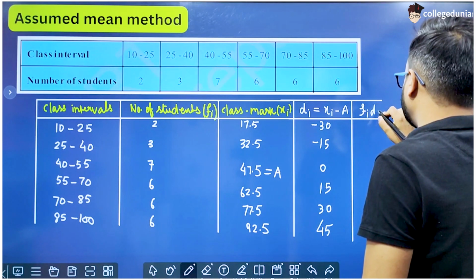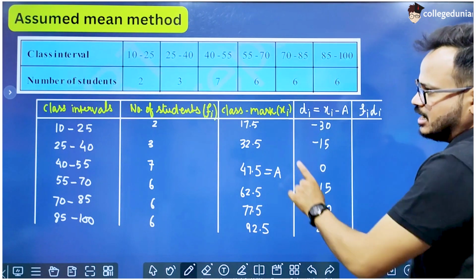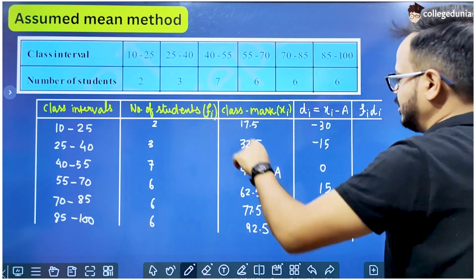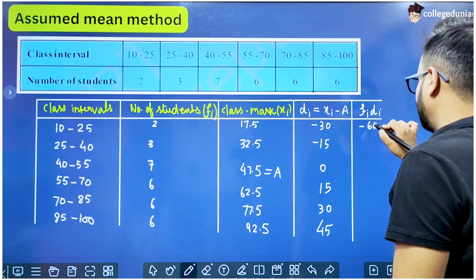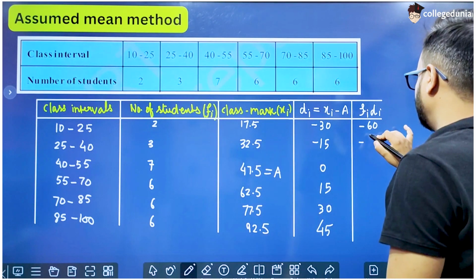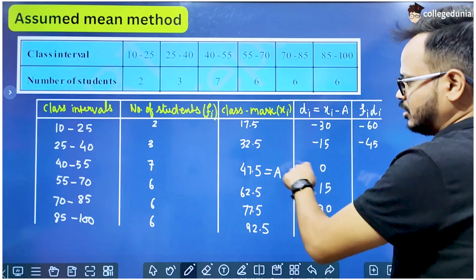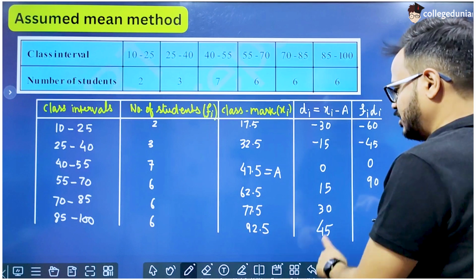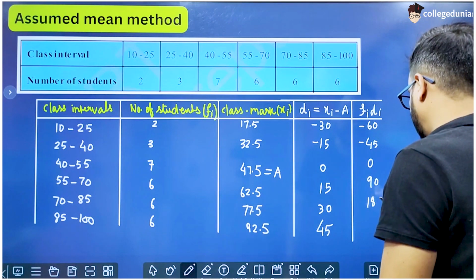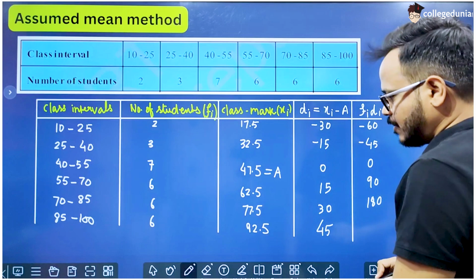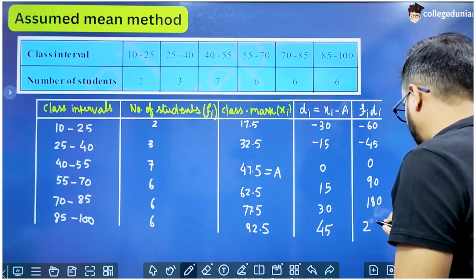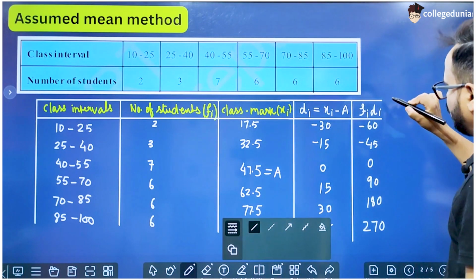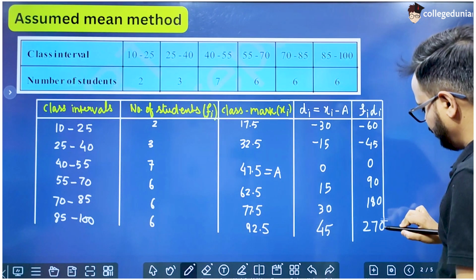Fi di means now you will multiply the frequency with all these values. So minus 30 into 2 is minus 60, minus 15 into 3 is minus 45, 7 into 0 is 0, 15 into 6 is 90, 30 into 6 is 180, 45 into 6 is 90 into 3, that is 270. Okay, so now we don't have to make any more columns. This is our last column.